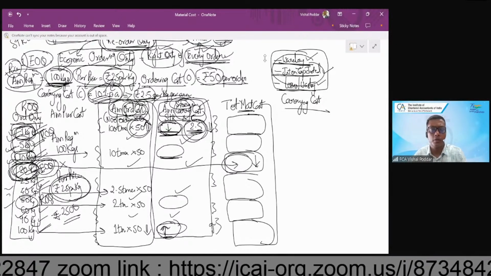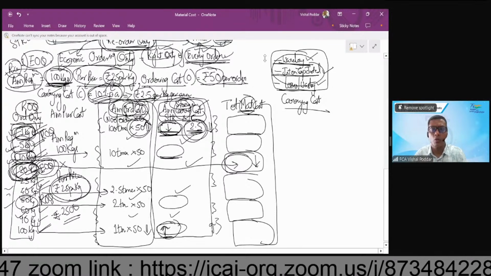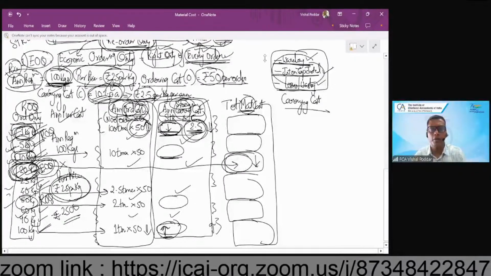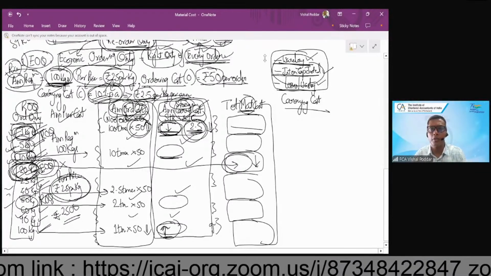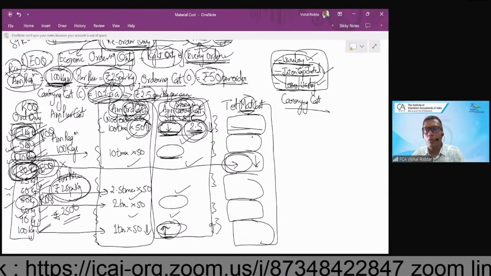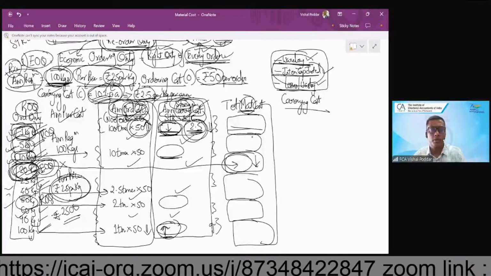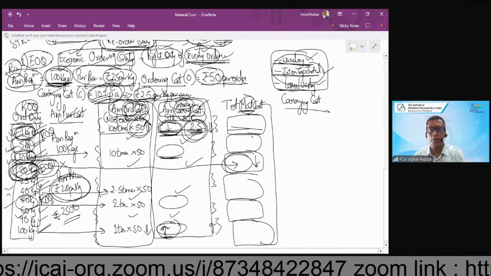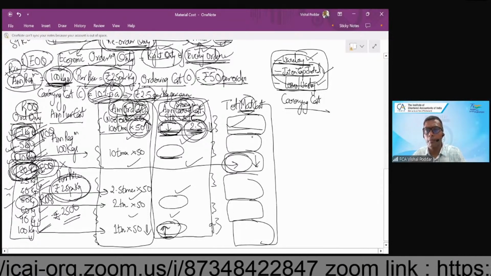Total market cost. This is not total market cost, but this is total material cost. It is simply the total of your purchase cost, ordering cost, carrying cost. Total of these three is this. It is not market cost, it is material cost. How to calculate total material cost? See, this plus this is your total material cost.